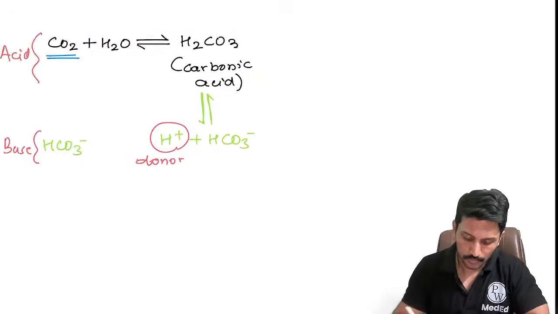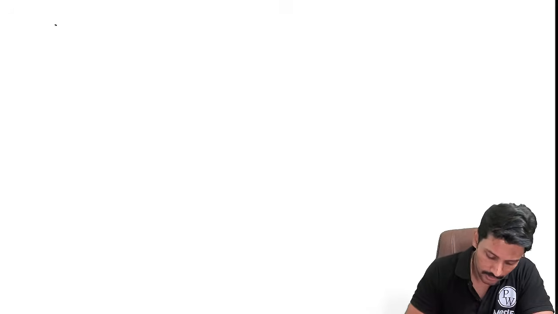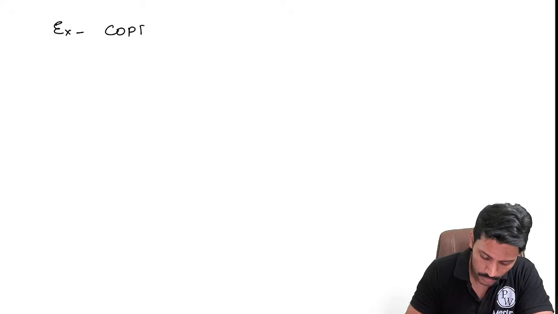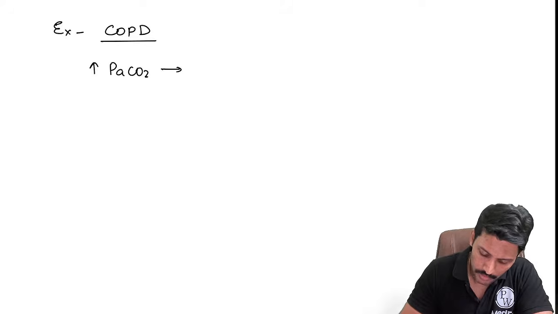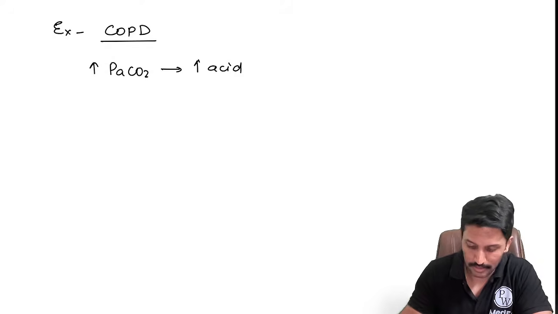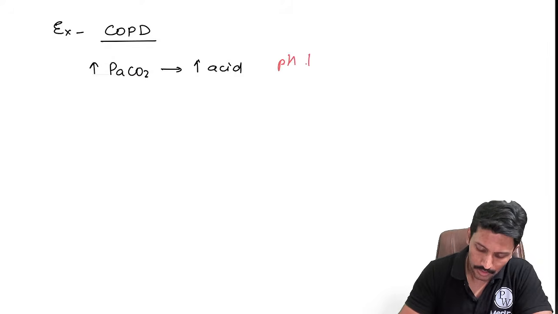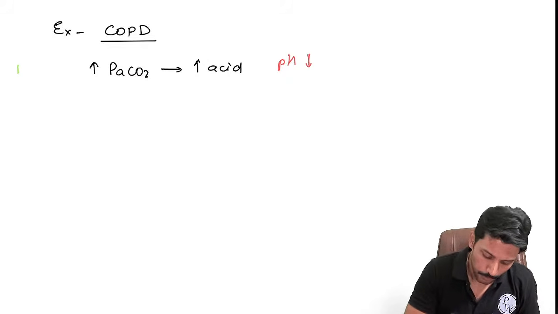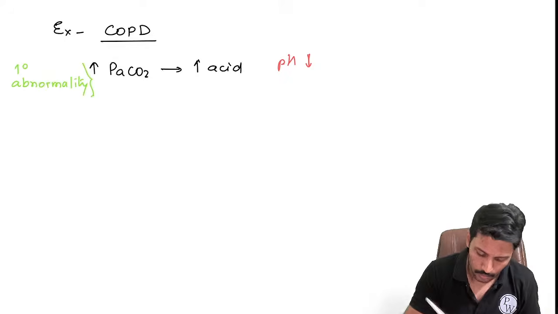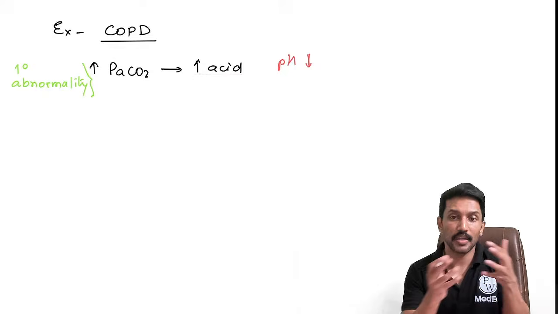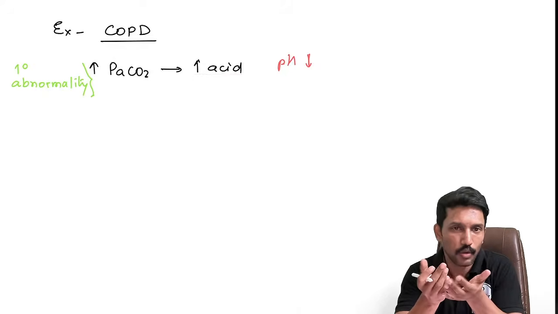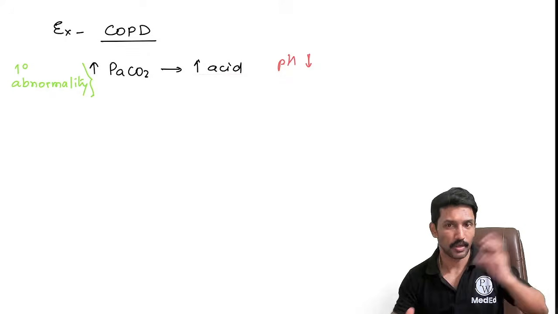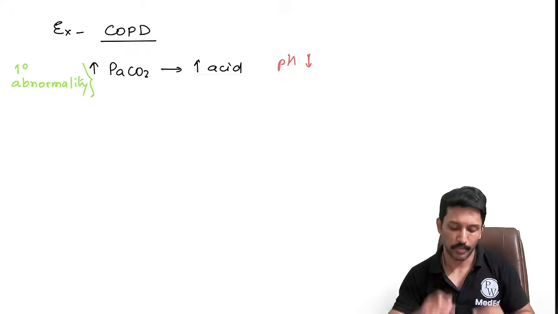So let's take up that example of COPD. In COPD, there will be an increase in PaCO2. PaCO2 increase means there is an increase in acid. So if the acid increases, pH decreases. Now this will be considered as the primary abnormality. This is the abnormality that is occurring in COPD. Now the body will try to keep the pH normalized. What can it do now? Carbon dioxide we are not able to clear. Acid we are not able to clear. We are accumulating. How will I get the pH back to normal?